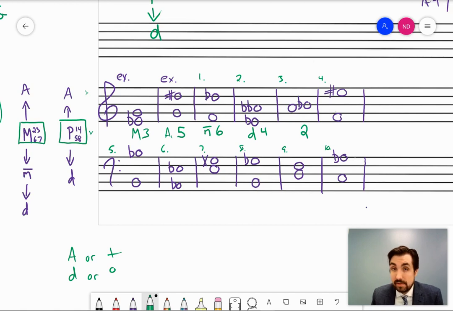Number 3, A to B flat is generically a second. B flat is not a member of A natural. B natural is. I have B flat, which means the top note's been lowered by a half step. Minor second. Number 4, F to E sharp, generically is going to be a seventh. F to E would be the major seventh. And F to E sharp means that it's been raised by a half step. So this is an augmented seventh.